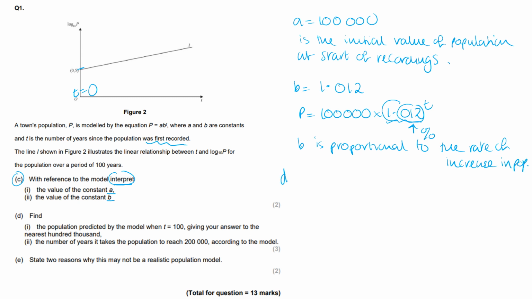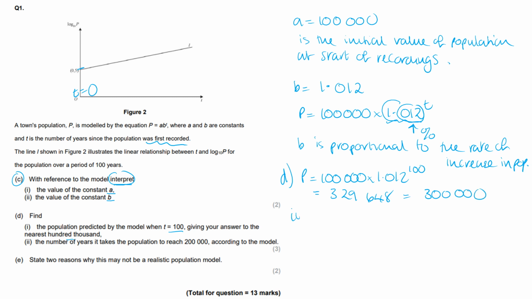Okay, let's have a look at D. Find the population predicted by the model when t is 100. So P is going to be the 100,000 times the 1.012 to the 100. If you do that on your calculator, it comes out to be 329,648. It's asking us to the nearest 100,000, so that's going to be 300,000.